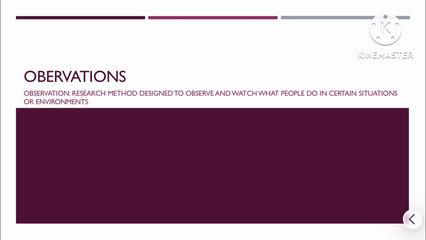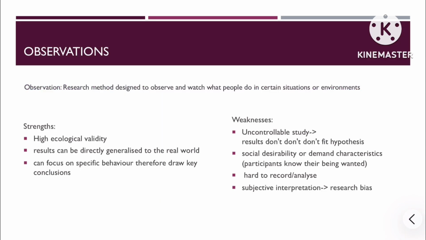Observations. Observations is a research method designed to observe and watch what people do in certain situations or environments. In general, what are the strengths and weaknesses of observations, and what is an observation? Observations is a research method designed to observe and watch what people do in certain situations or environments.